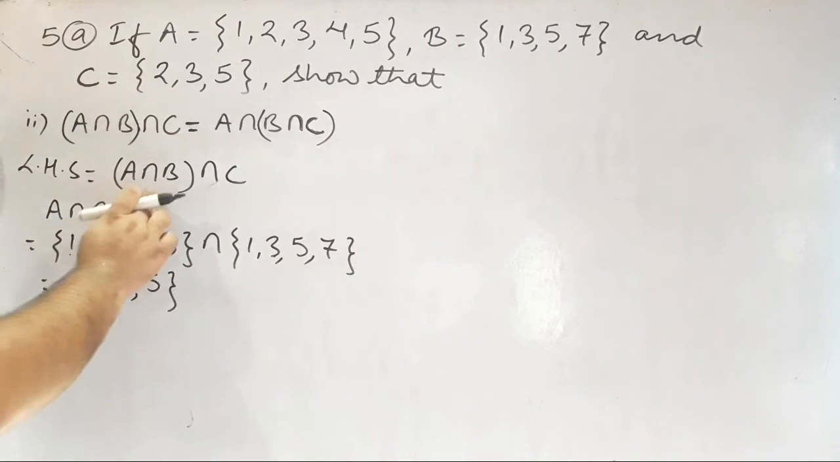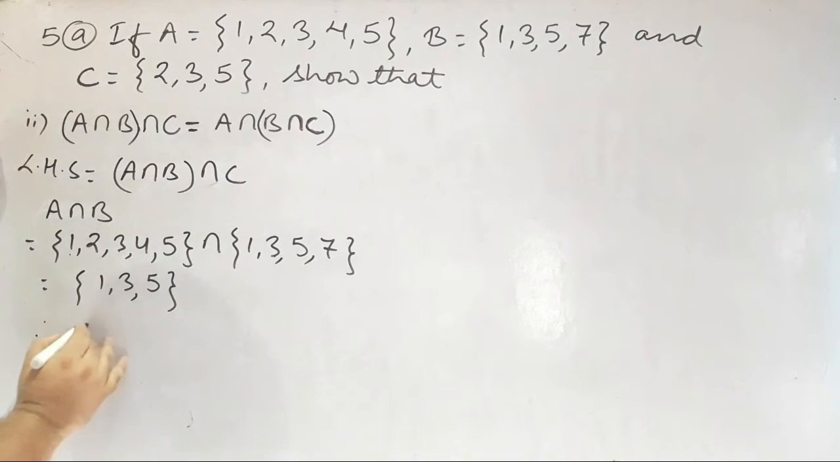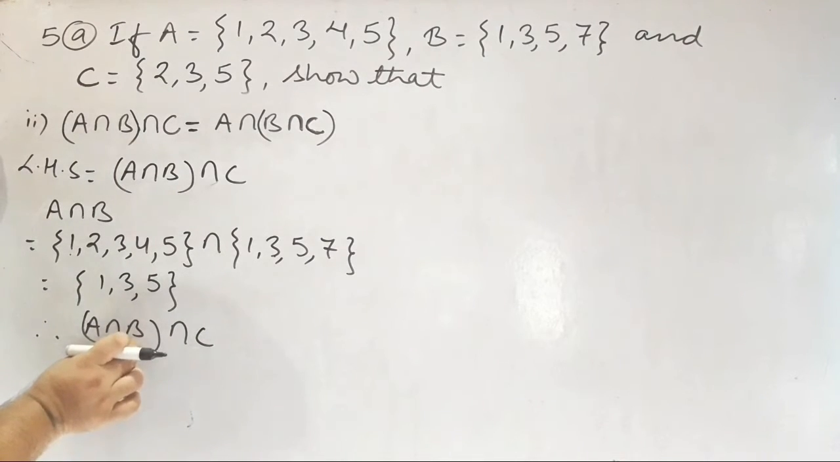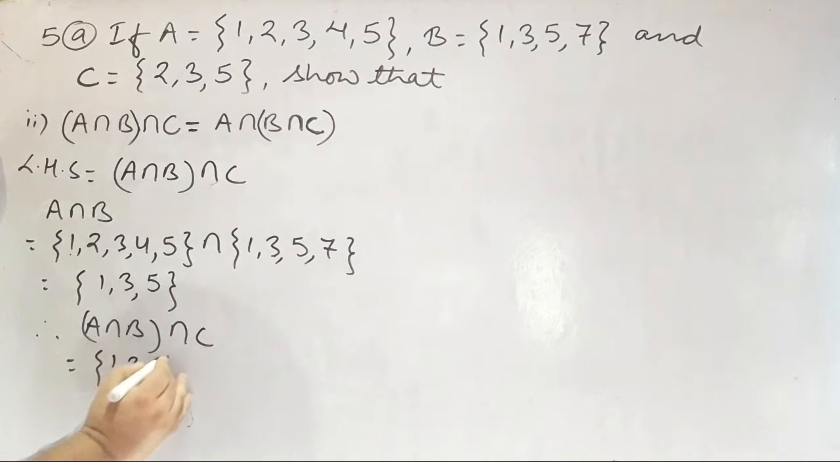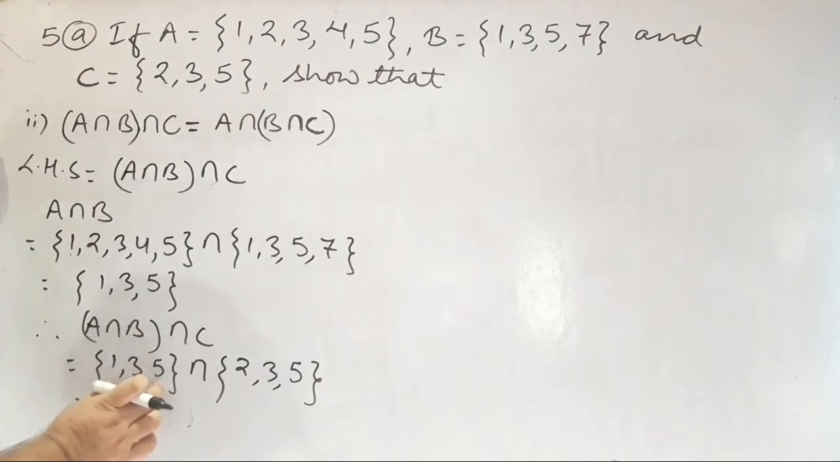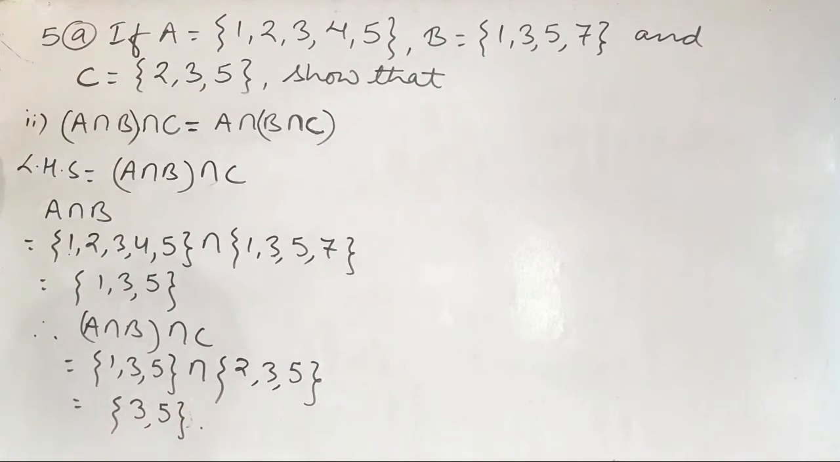Now (A intersection B) intersection C equals, what are the elements of A intersection B? We got 1, 3, 5, intersection. The elements of C are 2, 3, 5. Now we shall write down the common elements of this set and this set. The common elements are 3 and 5. Now right hand side.